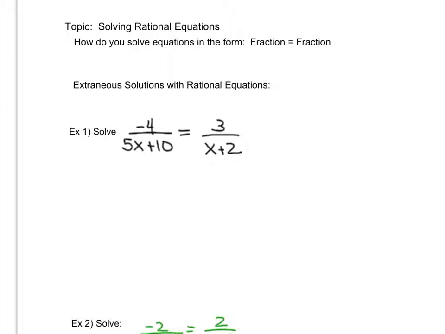So for example, in number 1, I have the constant function -4 over the linear function 5x plus 10. Those functions combine to make one rational function. Kind of the same thing on the right.